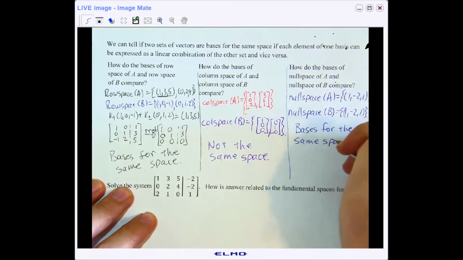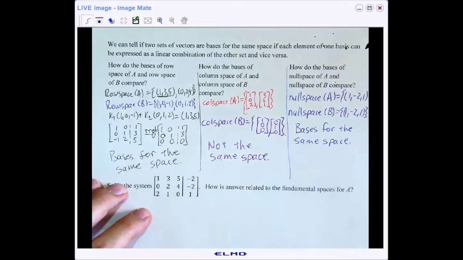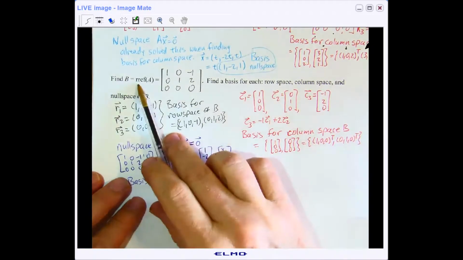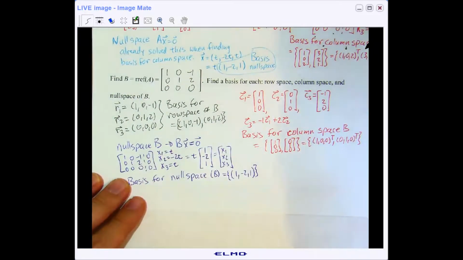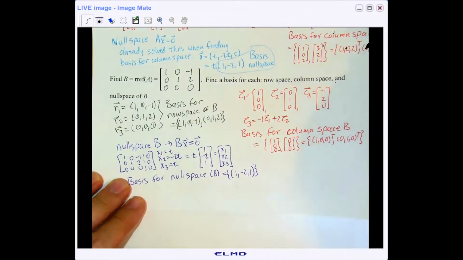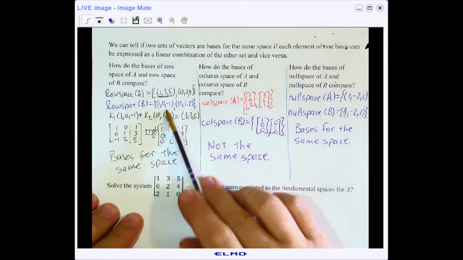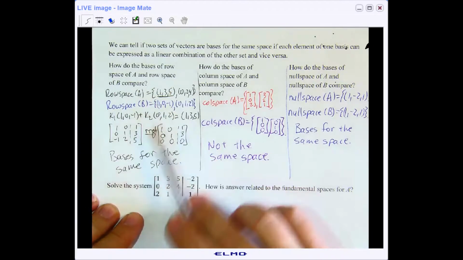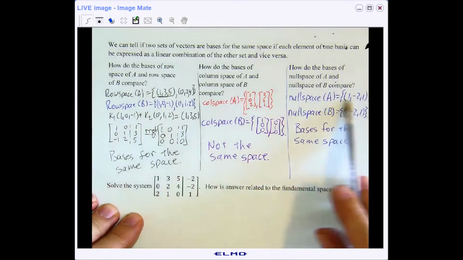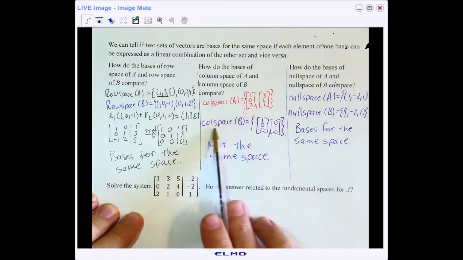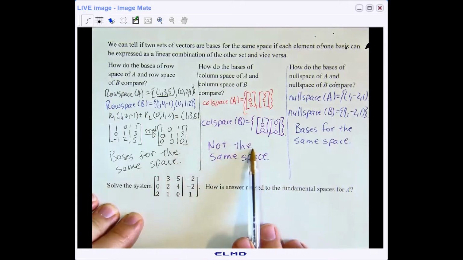Now this brings up something very important. How was B related to matrix A? Well, B was the reduced row echelon form of matrix A. And if we use row operations, the net result is the row spaces will cover the same thing. The null spaces will be the same, but since we're using row operations, the column spaces can change.